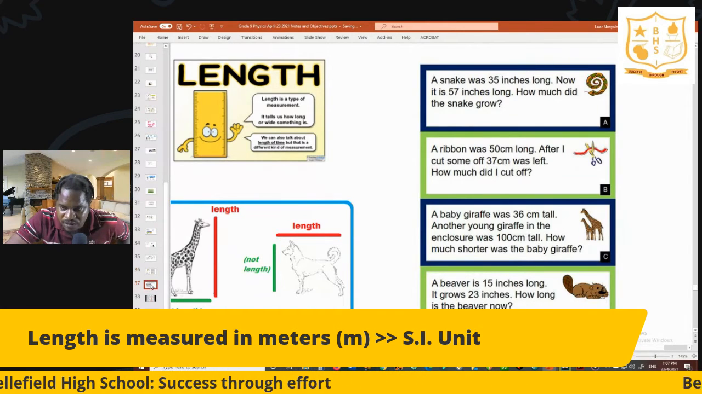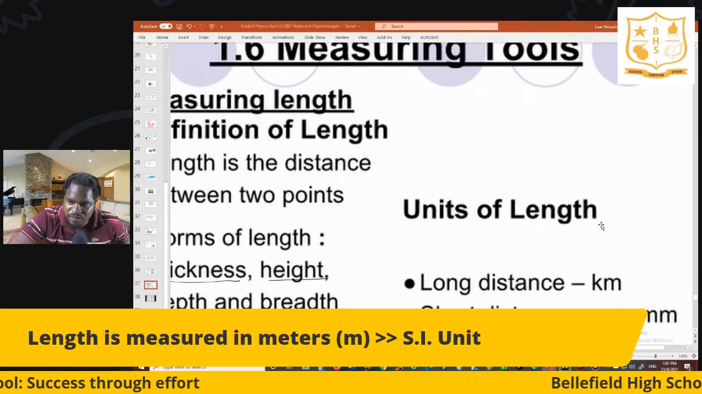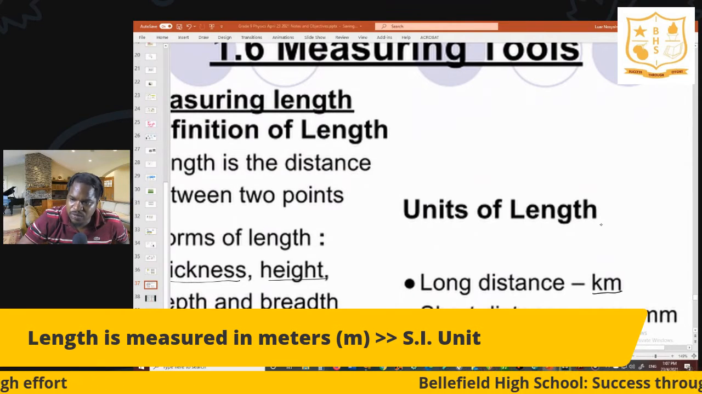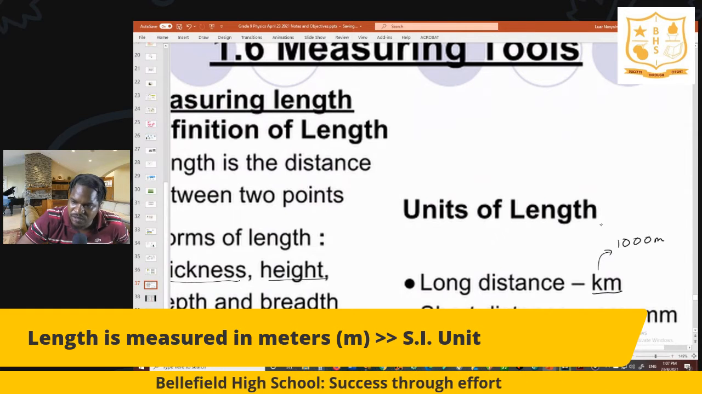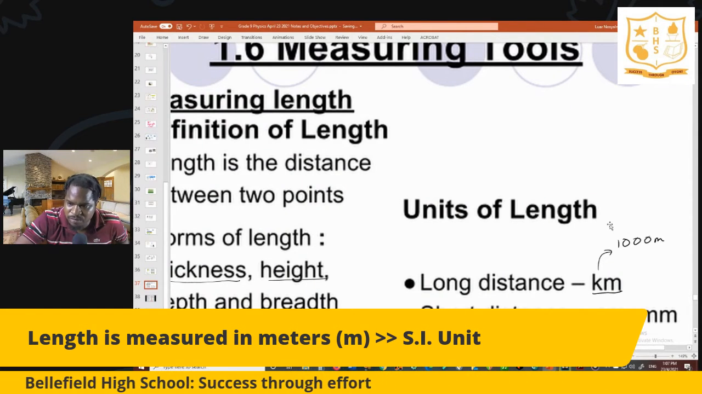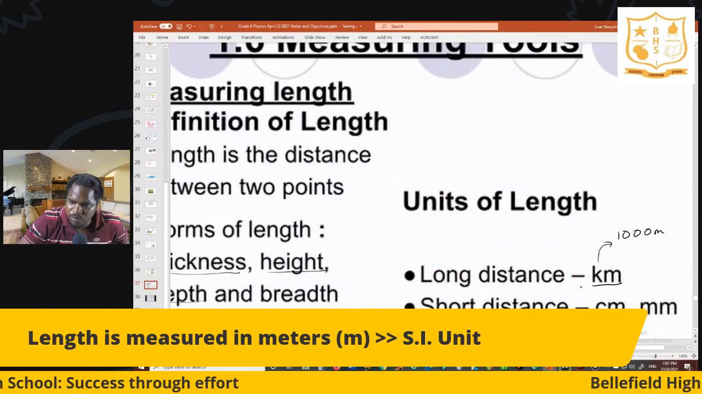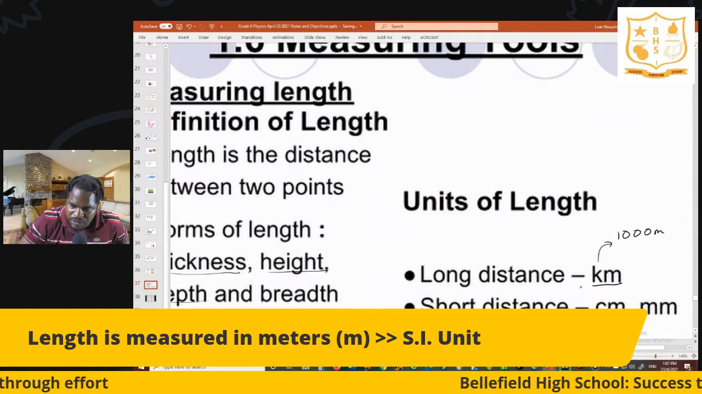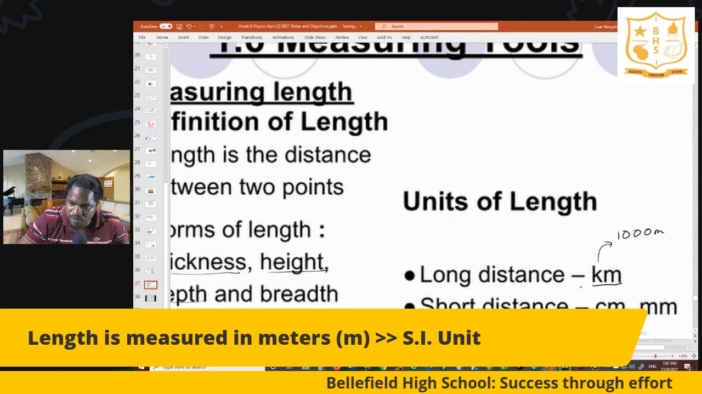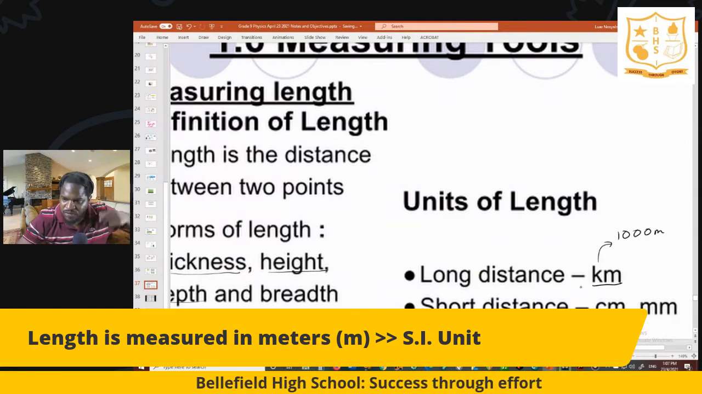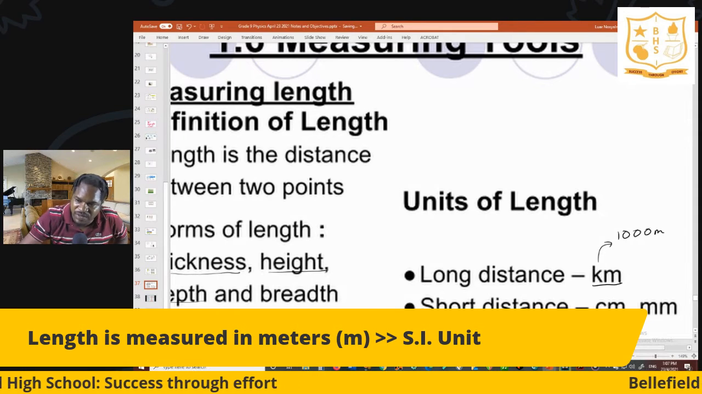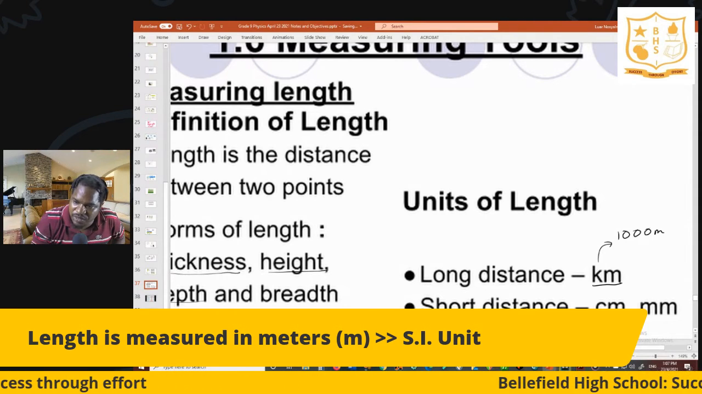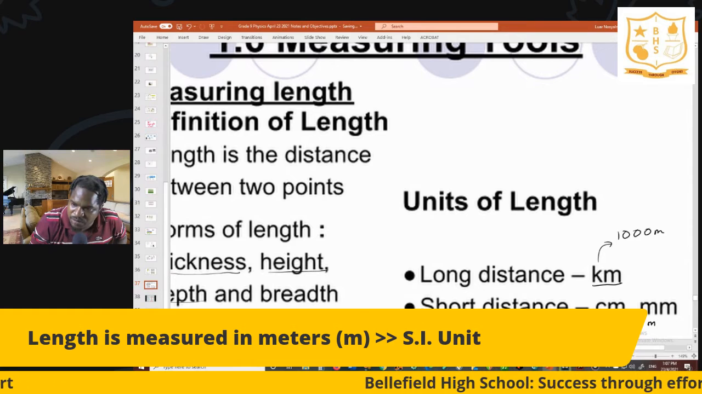Looking at different variations of length. Length can be measured in kilometers, and 1 kilometer is the same thing as 1,000 meters because kilo means 1,000. One of the things we will learn. A shorter distance now where we have cm, which stands for centimeter. Centimeter means we divide meters, so 1 meter divided into 100 parts. That's what it really is. And then a millimeter is 1 meter divided into 1,000 parts.